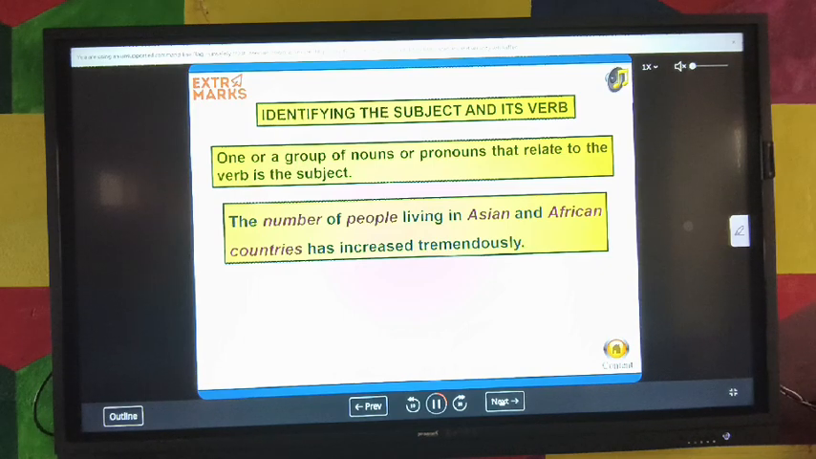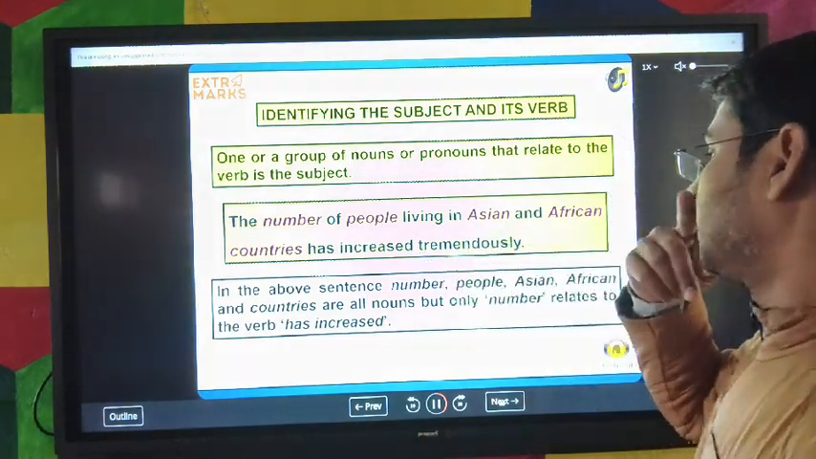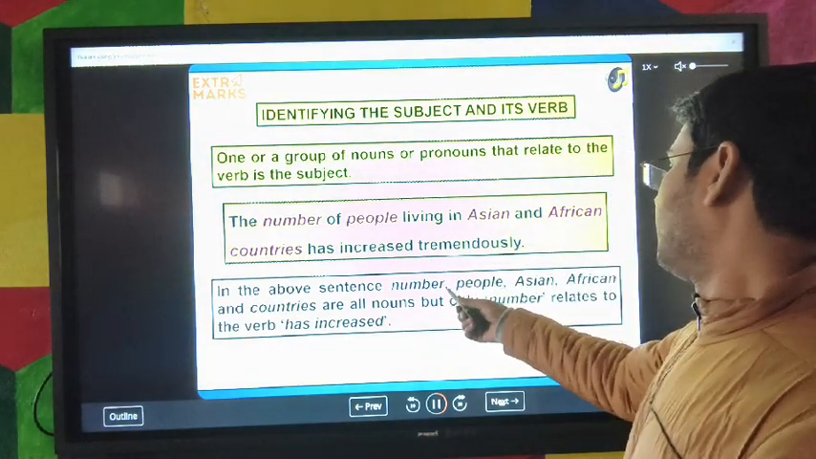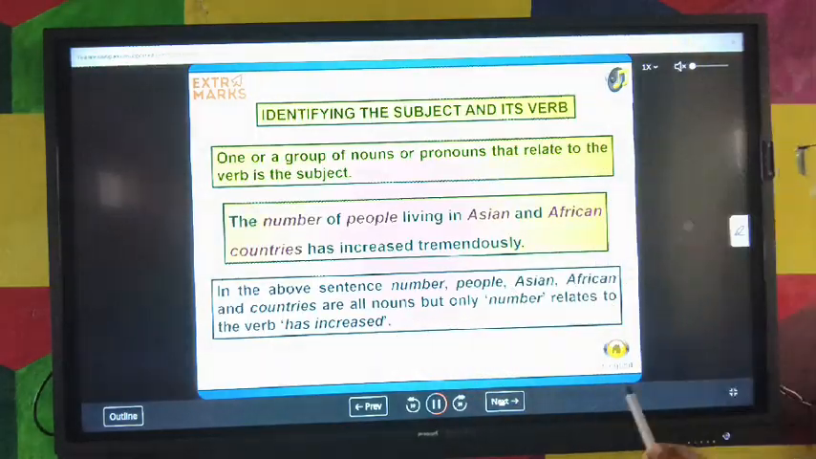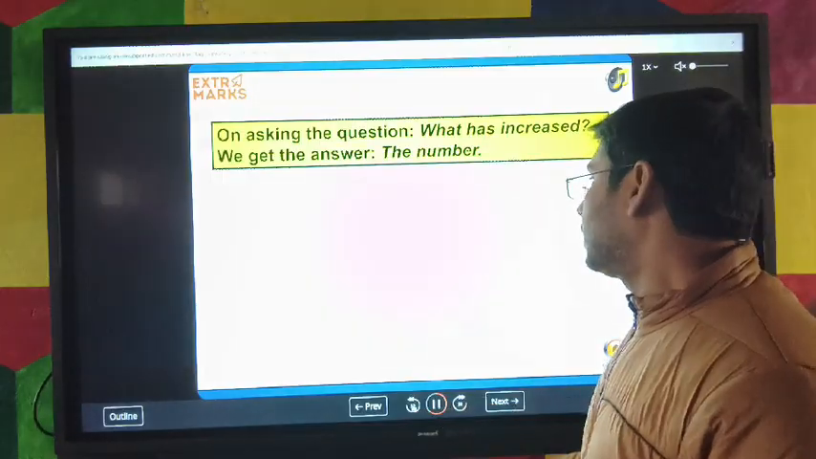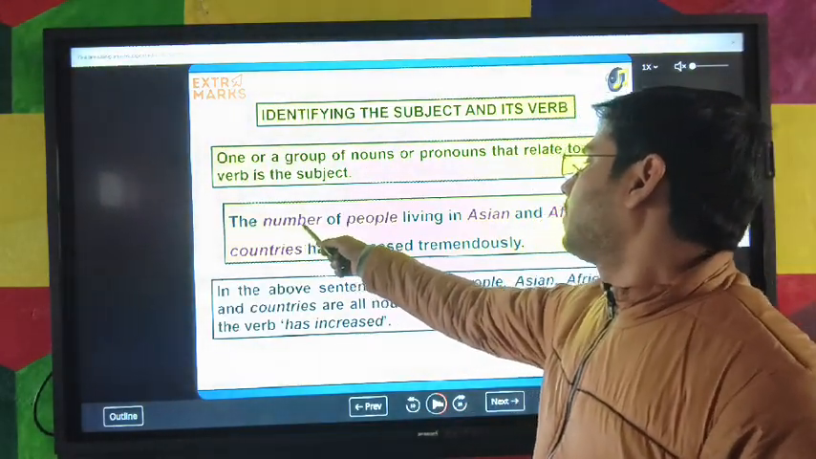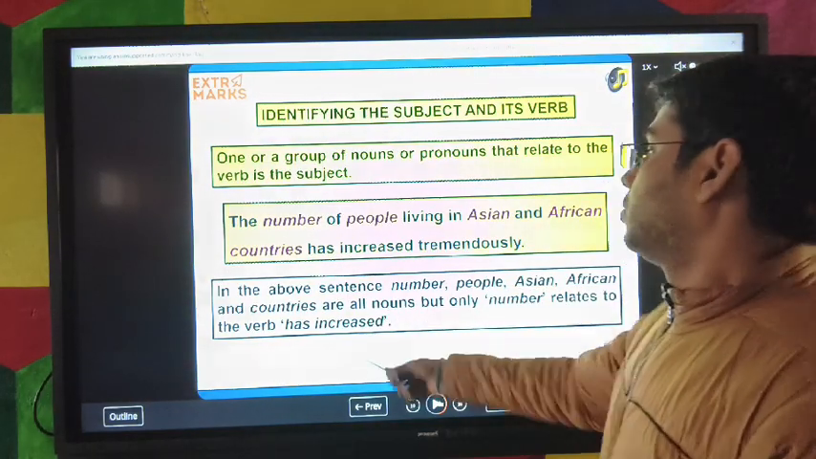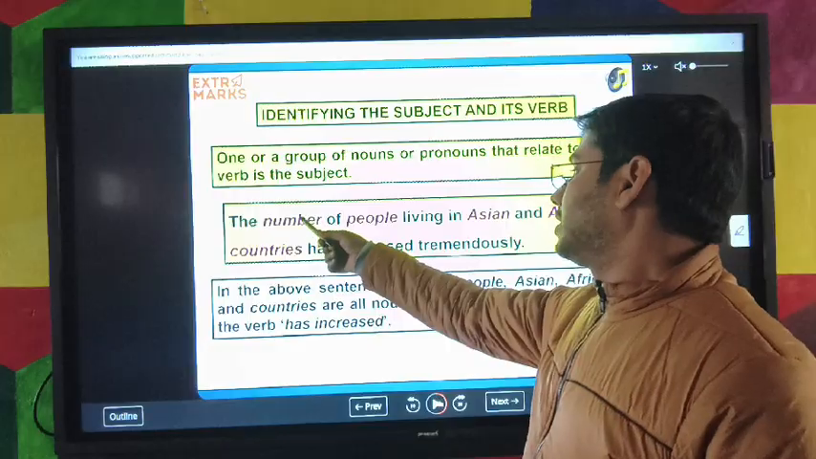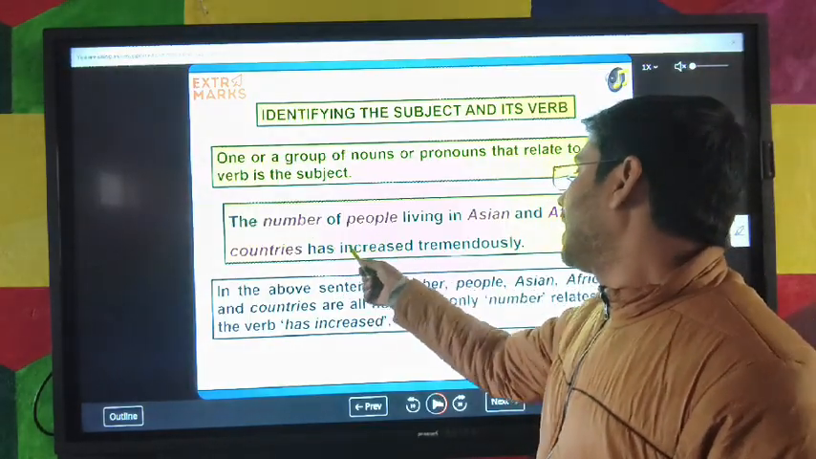The number of people living in Asian and African countries has increased tremendously. So in this sentence, number, people, Asian, African and countries all are nouns. But only number relates to the verb, here only the word number relates to the verb. So this one is singular, so the verb will also be singular. The number has increased.